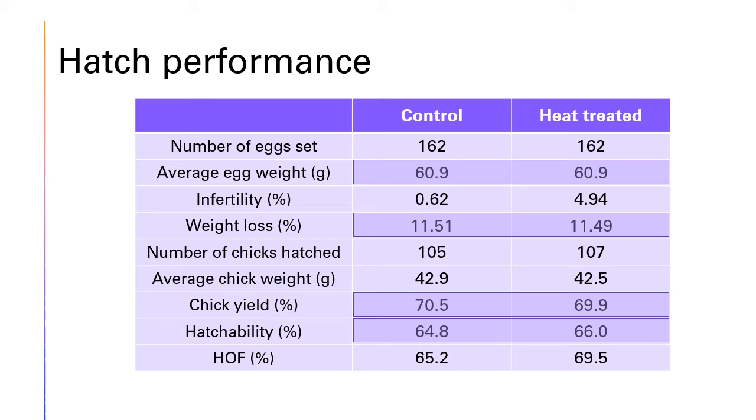However, there was an accidental temperature drop after transfer for several hours. Due to this, the hatch window was extended by around half a day, resulting in a draggy hatch and hatchability loss. Hatchability was 64.8% in the control group and 66% in the heat-treated group. It was observed that the heat-treated group started hatching several hours earlier than the control group.